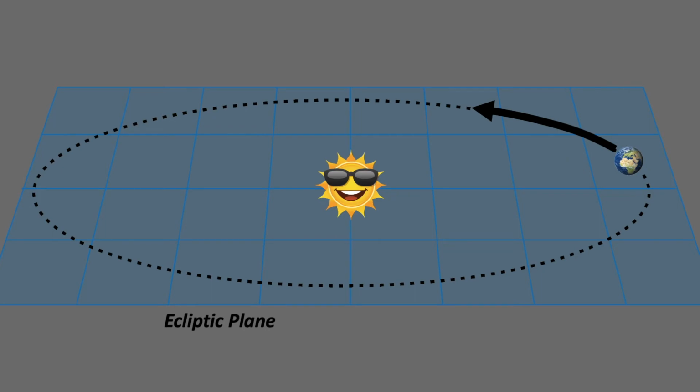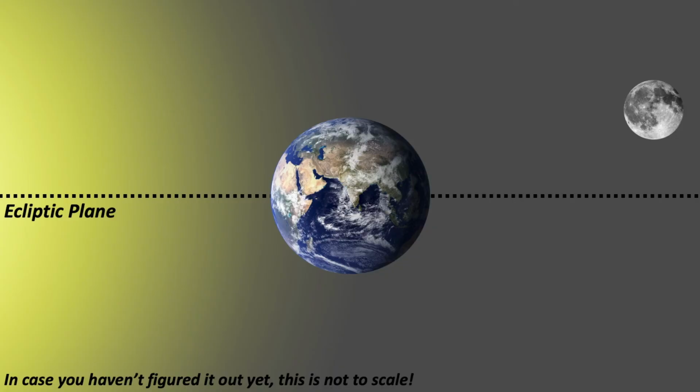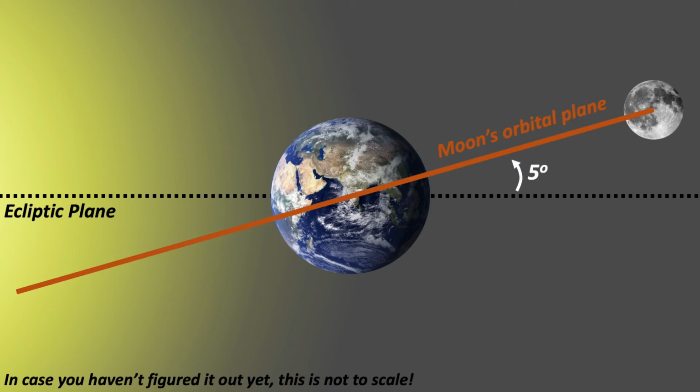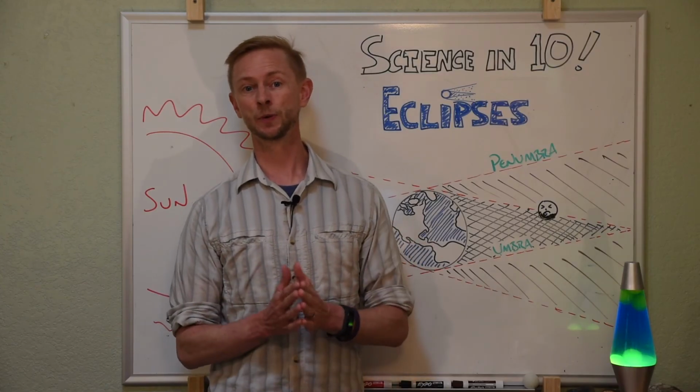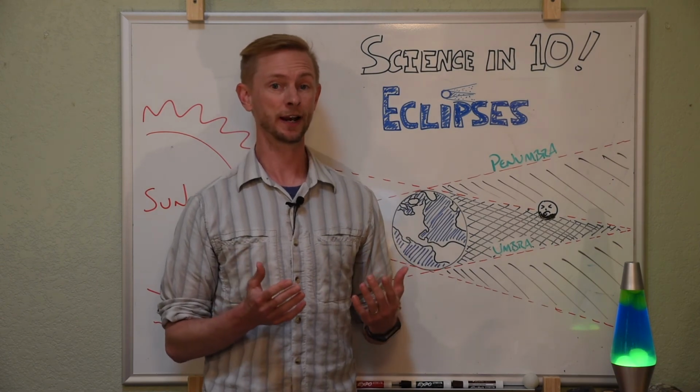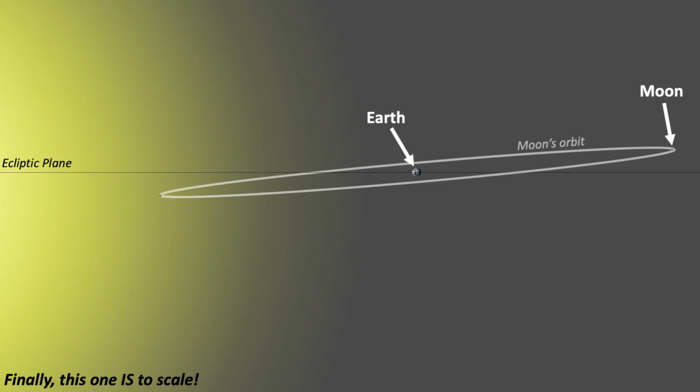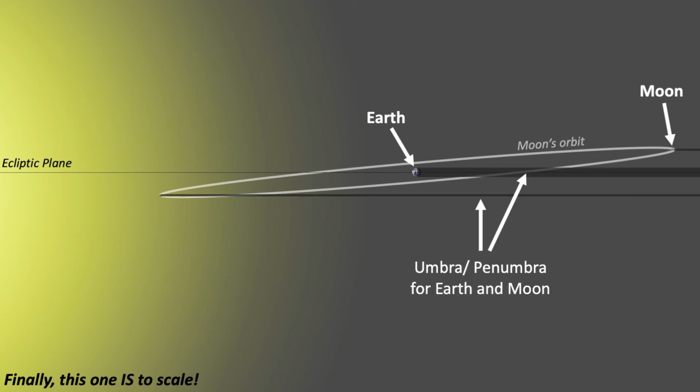Recall that the Earth orbits the Sun within the plane of the ecliptic. However, the Moon orbits the Earth in its own orbital plane, which is inclined about 5 degrees to the ecliptic plane. With the average distance between the Earth and the Moon at 384,000 kilometers, this means that the vast majority of the time, the Earth's and the Moon's shadows are nowhere near each other.